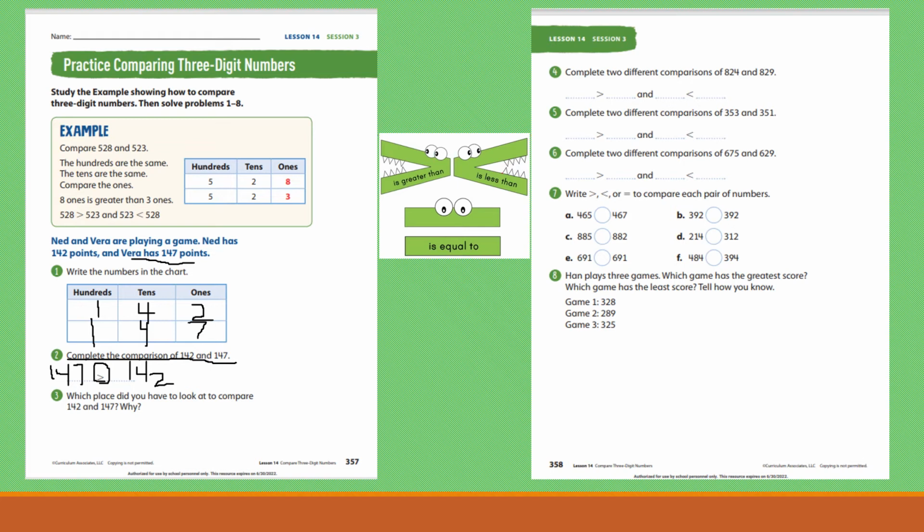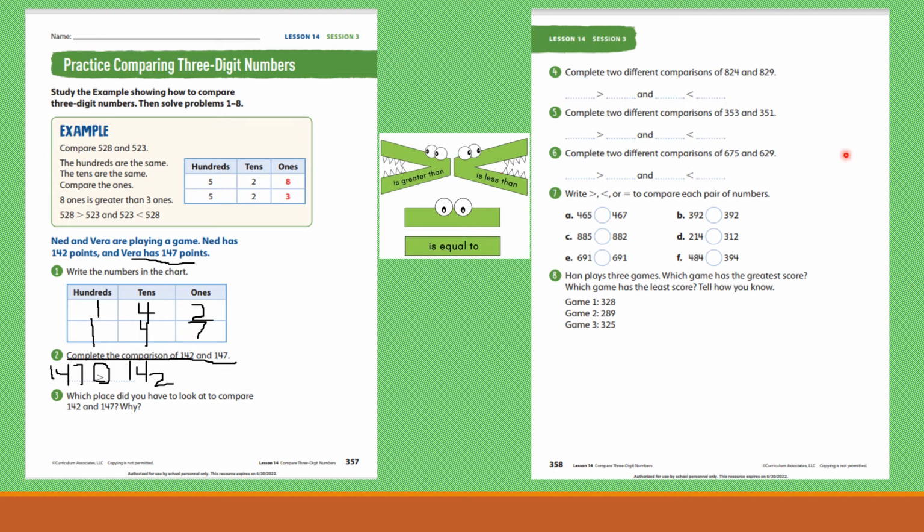Okay? All right. Now it says, which place did you have to look to compare the numbers of 142 and 147? We looked at the hundreds. We looked at the tens. What place did we have to go to? We had to go to the ones. And why did we have to go to the ones? Because the hundreds and tens were the same.